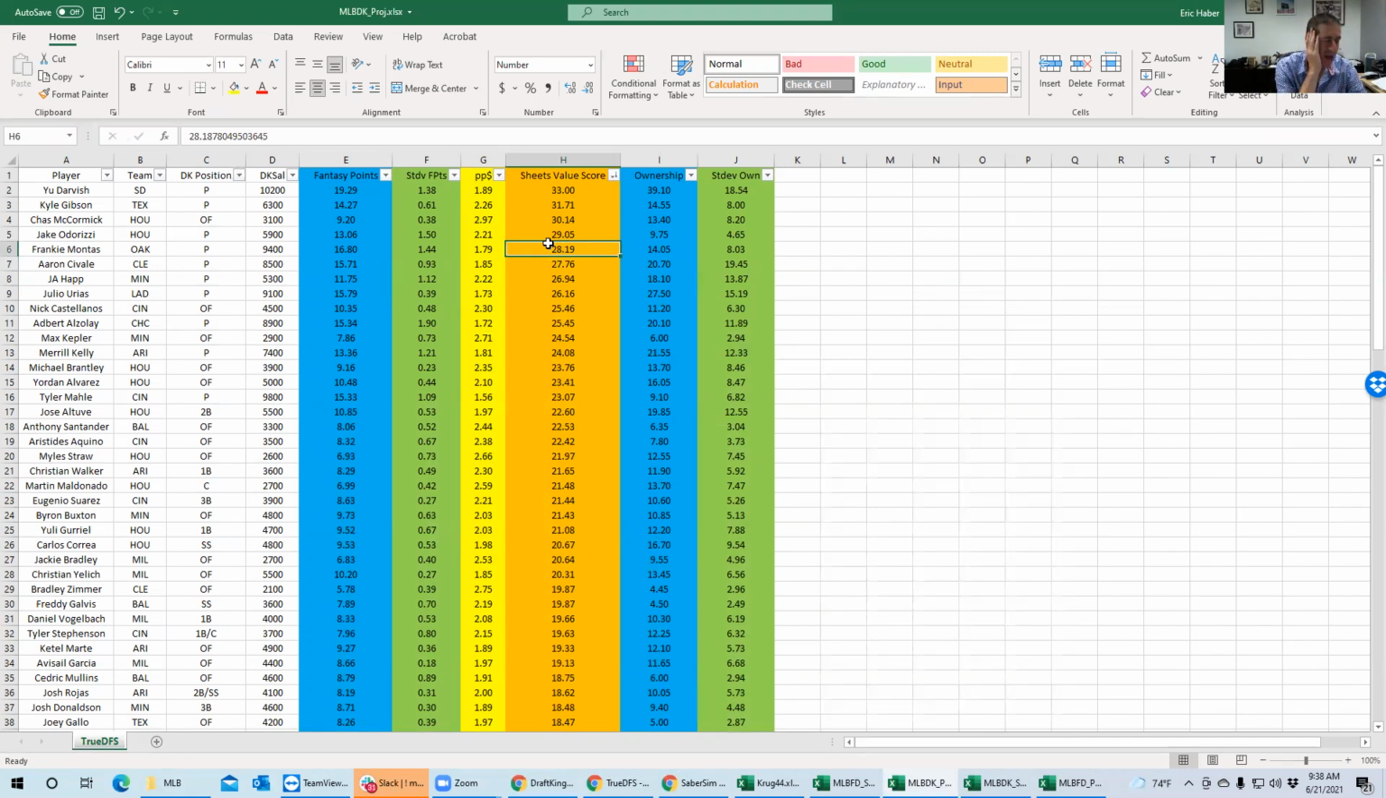How much I want to spend is going to depend on how the hitting shapes up as well. For example, even though Darvish rates slightly better than all these guys, it's not by much, and a 39% ownership is just not going to happen. I'm just not going to play it. I'd much rather play, for example, Kyle Gibson at 15%, or Odorizzi at 9%, or Montas at 4%. All of these guys are close enough to Darvish that, based on my numbers, I'm just not going to play him, and that's just the way it's going to be.